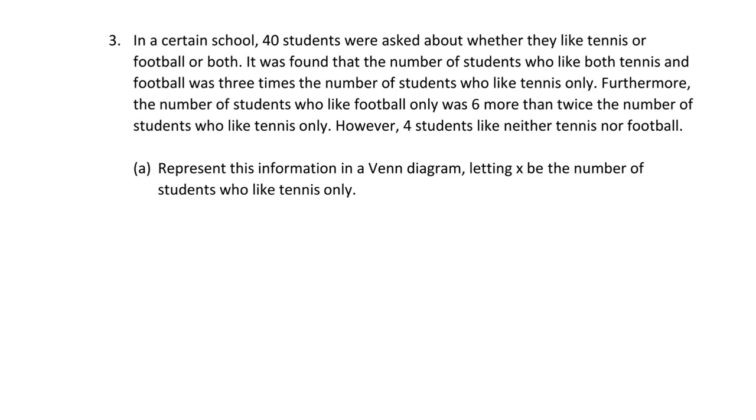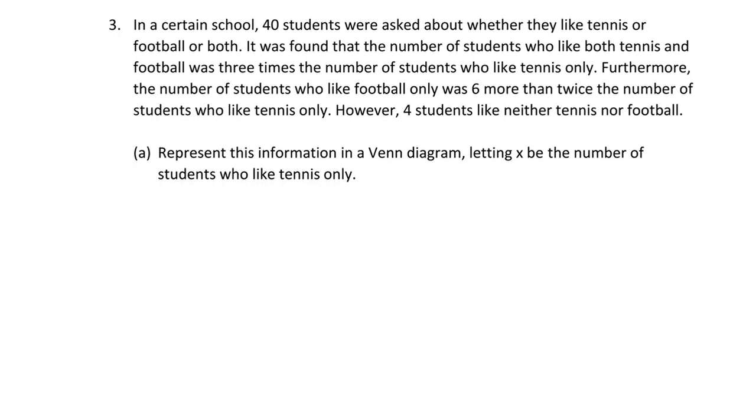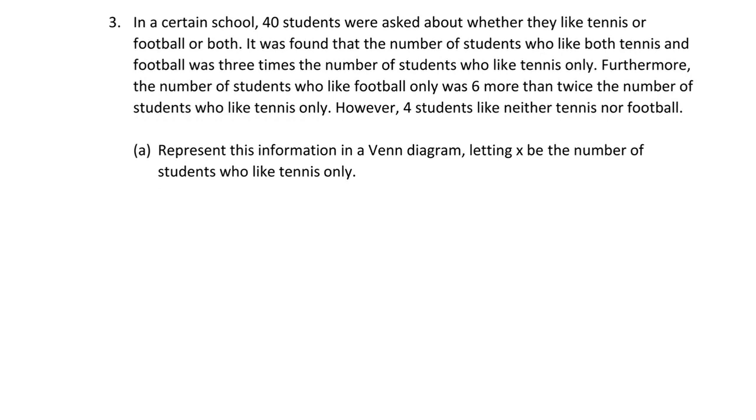Part A of the question: represent this information in a Venn diagram, letting x be the number of students who like tennis only. Okay, so this is a set problem. We have been told that we are going to let x be the students who like tennis only. So from the information given, the students who like both tennis and football are going to be 3x, and the students who like football only are going to be 2x plus 6, and the 4 students like neither tennis nor football.